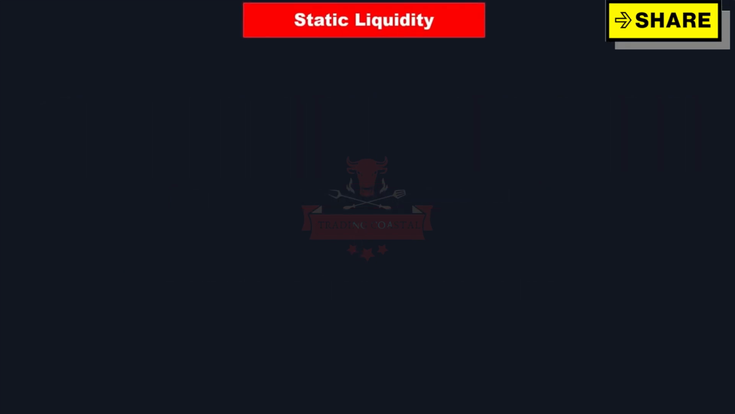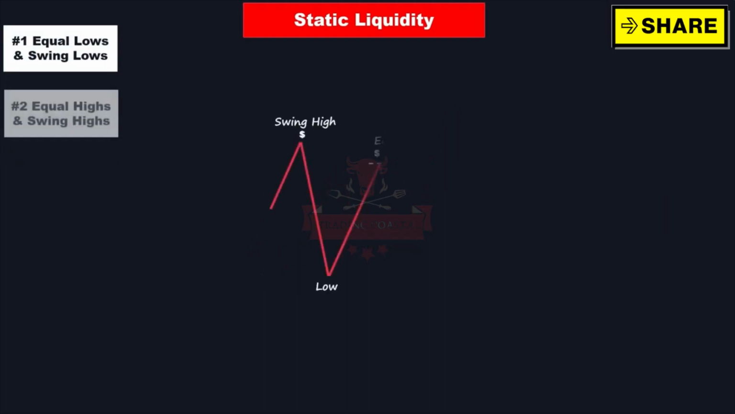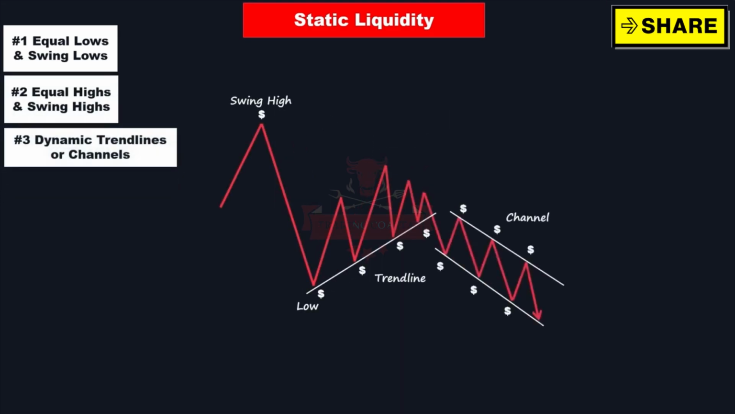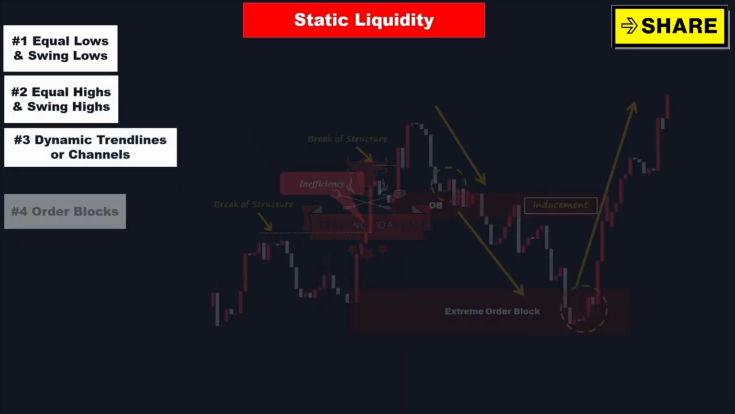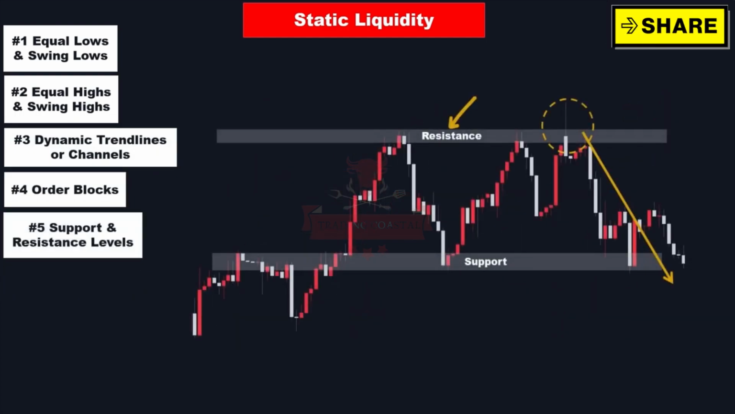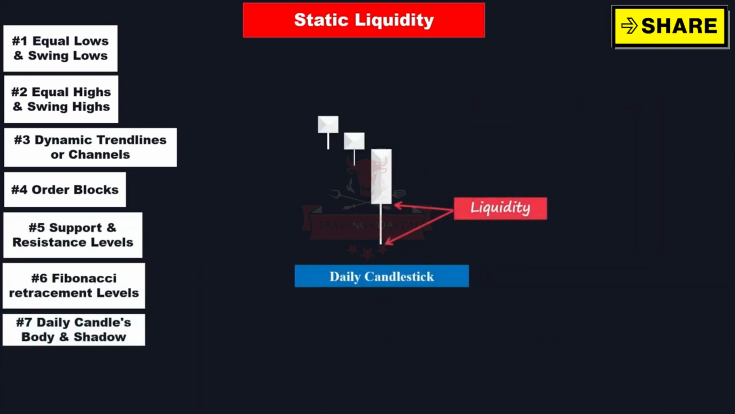Liquidity can be identified in various areas on the price chart. 1. Below equal lows and swing lows. 2. Above equal highs and swing highs. 3. Dynamic trend lines and channels. 4. Order blocks. 5. Support and resistance levels. 6. Fibonacci retracement levels. 7. Daily candles body and shadow.